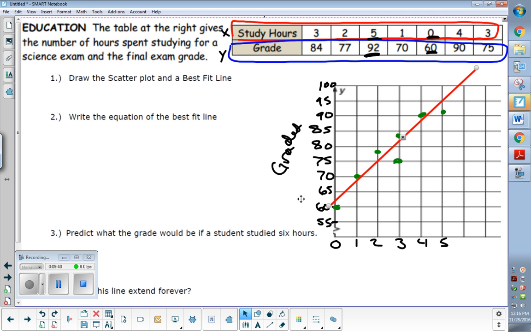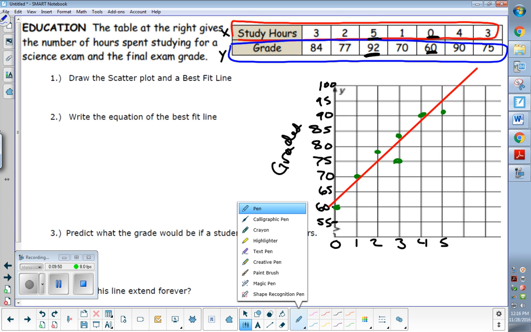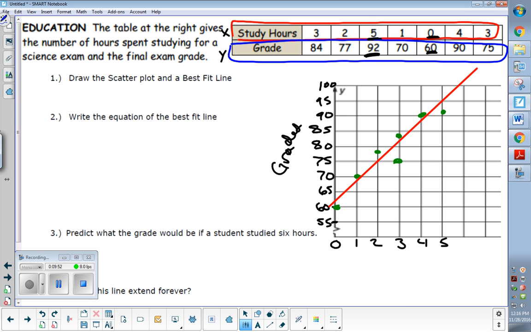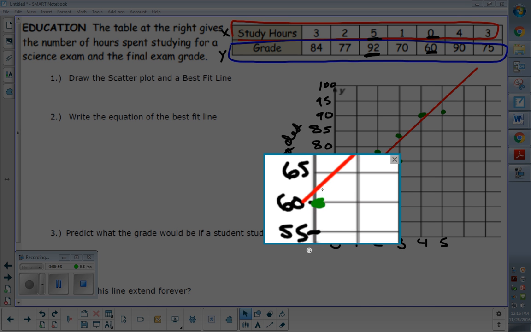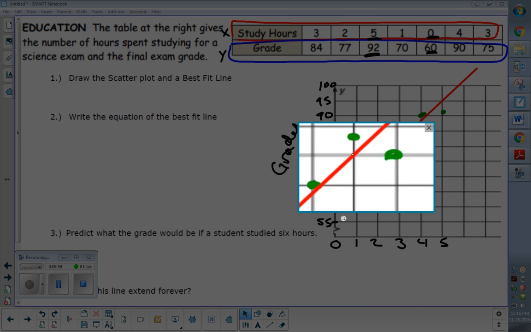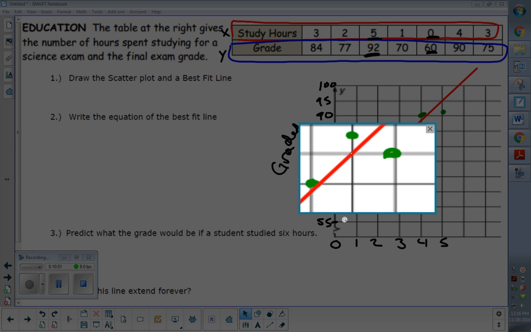All right, so there's my best fit line. It's not perfect. Again, this is an approximation. Once we've drawn that best fit line, it's your job to find 2 places where your line intersects the graph. So again, you're zooming in and looking at those points, and you're trying to see where this red line crosses an intersection point pretty well. So right there, there's a pretty good one for me.